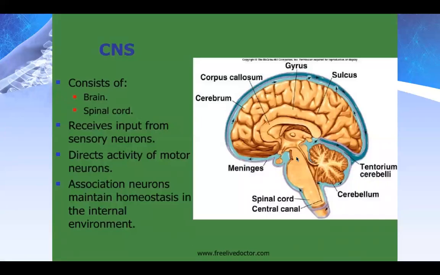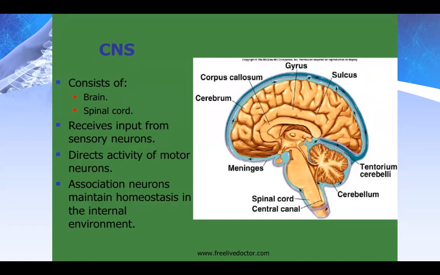Let's take the central nervous system. The central nervous system consists of the brain and spinal cord. Its function is to receive input from the sensory neurons and direct activity to motor neurons and association neurons, maintaining homeostasis in the internal environment. The central nervous system is like a traffic cop directing car drivers through a busy intersection. Your nervous system directs your movement. It has two divisions that work together, the central and the peripheral.